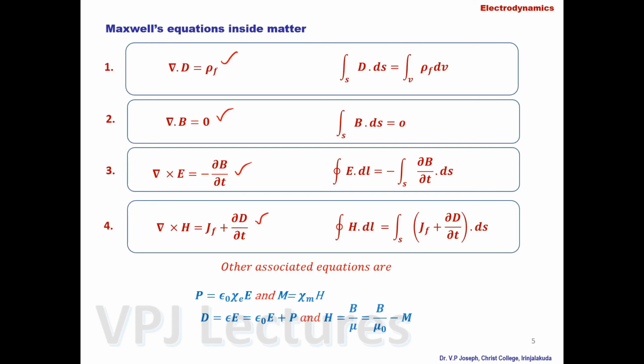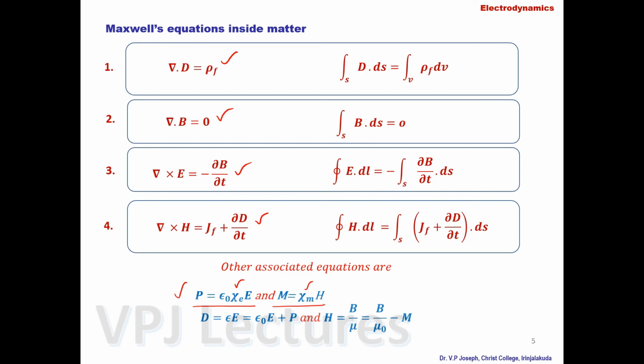Then the other associated equations, with which we are familiar, are P equal to epsilon 0 chi E times E, and M equal to chi M times H, that is, the polarization and magnetization related to the susceptibility terms: electric susceptibility chi E and magnetic susceptibility chi M. So these equations are also correct in the case of a material medium.